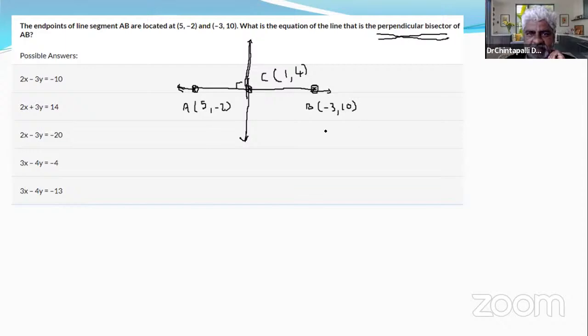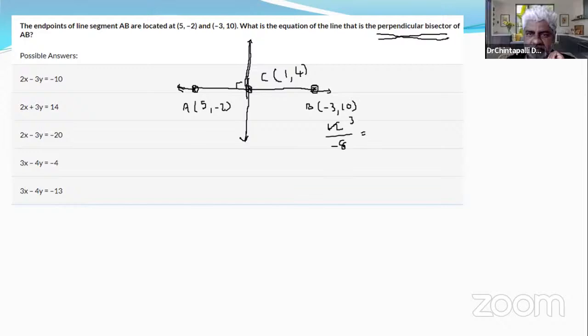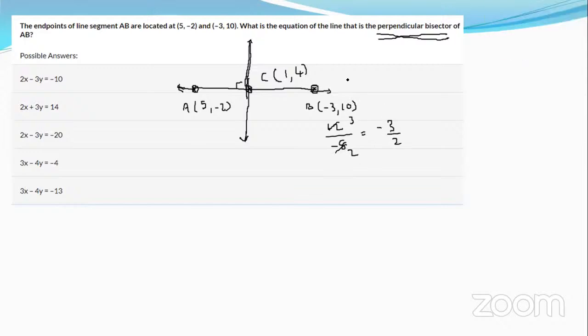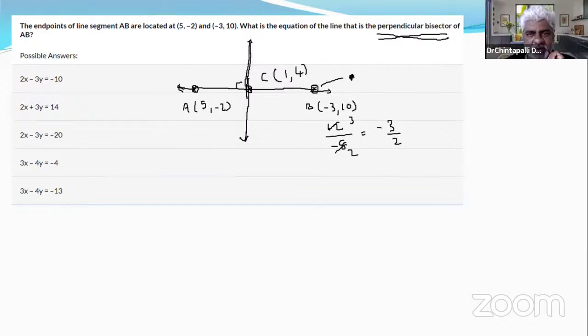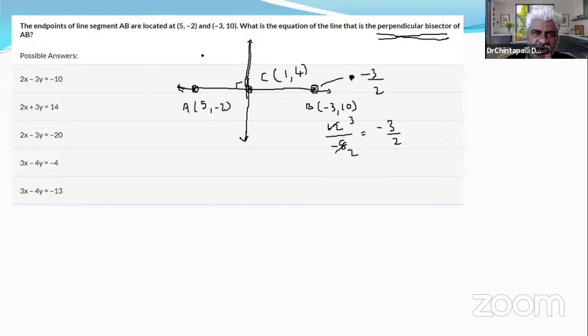The slope of the given line is (10 plus 2) over (-3 minus 5), that is 12 over -8. Simplify: cancel 4, 3 4s are 12, 2 4s are 8. So the slope of the given line is equal to -3/2. So what is the slope of the required line? 2 over 3. The slope of the required line is equal to 2 over 3, and the point is (1, 4).